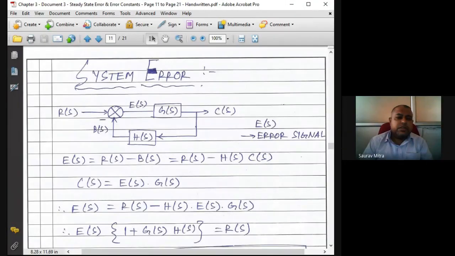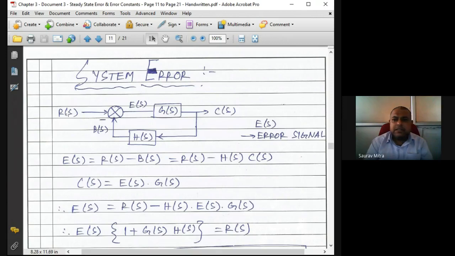Numerical, but mostly numericals are there. So the question is like we will give you a G(s)H(s), an open loop transfer function, and from that you have to identify what is the type of the system. From G(s)H(s), the number of s at the denominator is actually the type of the system, and I have to mention what is the type of the input.